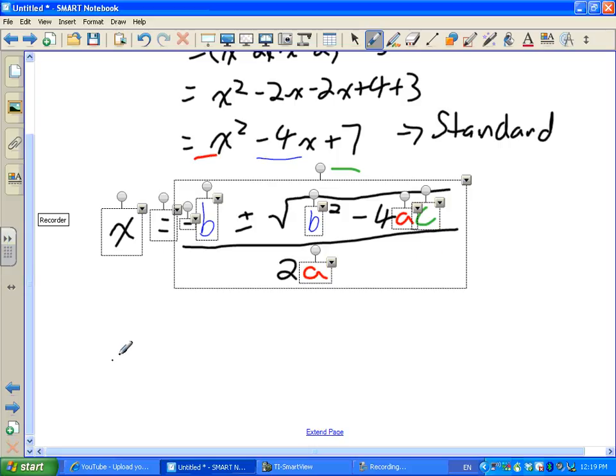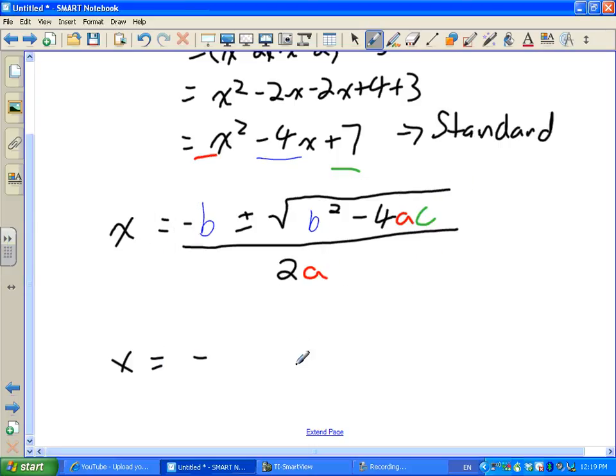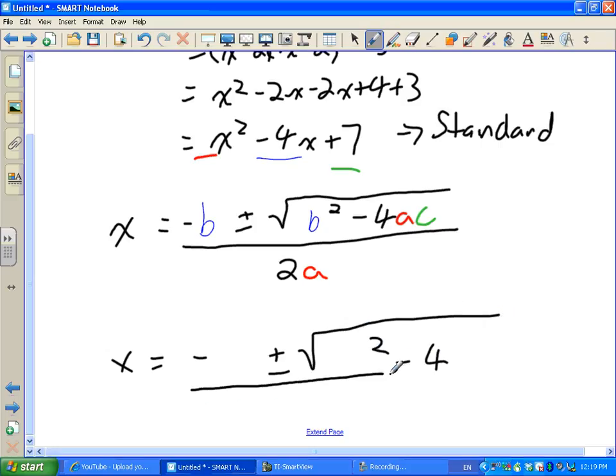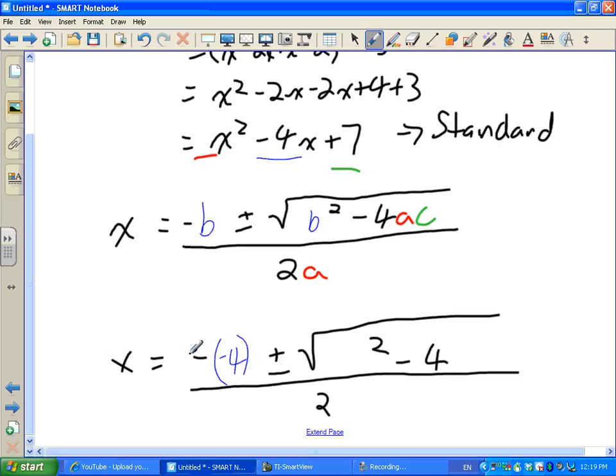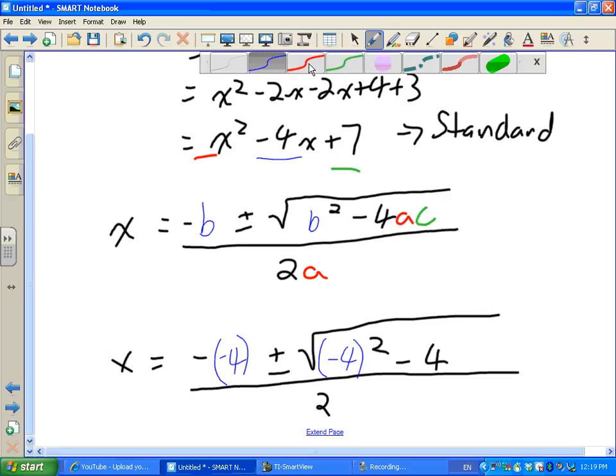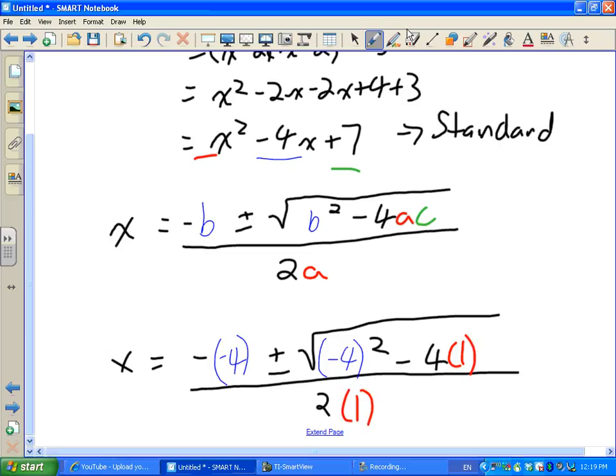So we have x is equal to negative, our b's are -4. So remember, I replaced the b with -4. So this actually says minus -4. I replace the other b with -4. I replace both a's with 1. And I replace the only c with +7.